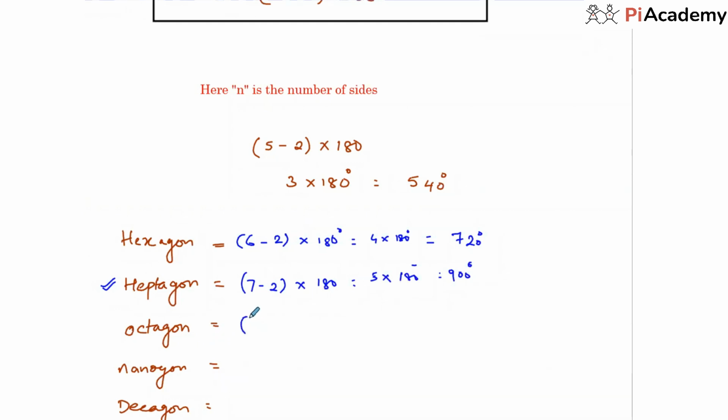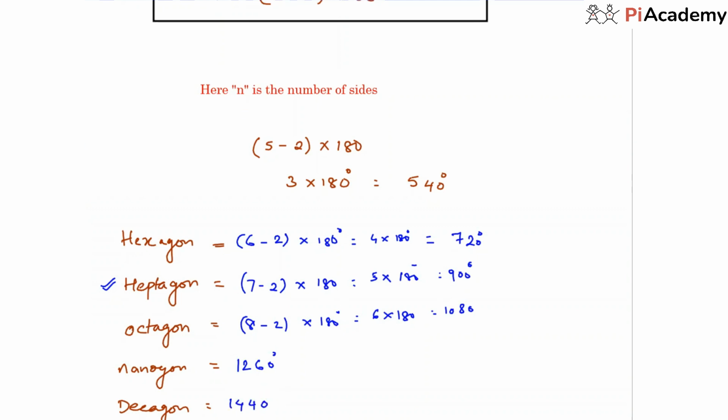Paiza, what about octagon? I got 1080. It is 8 minus 2 times 180, which is 6 times 180. So 1080, right? Wonderful. Nonagon, guys, nonagon. 1260. Is it correct? Yes. What about decagon? 1440. 8 times 180, right?